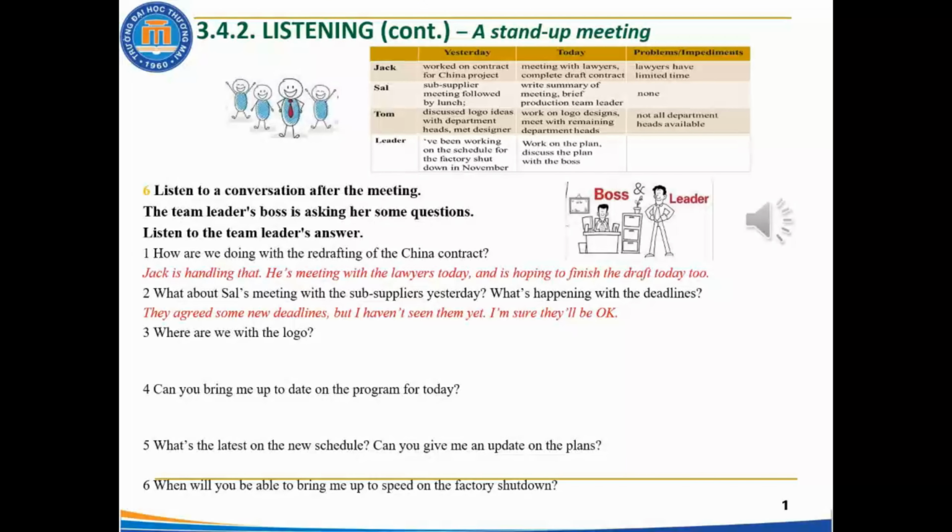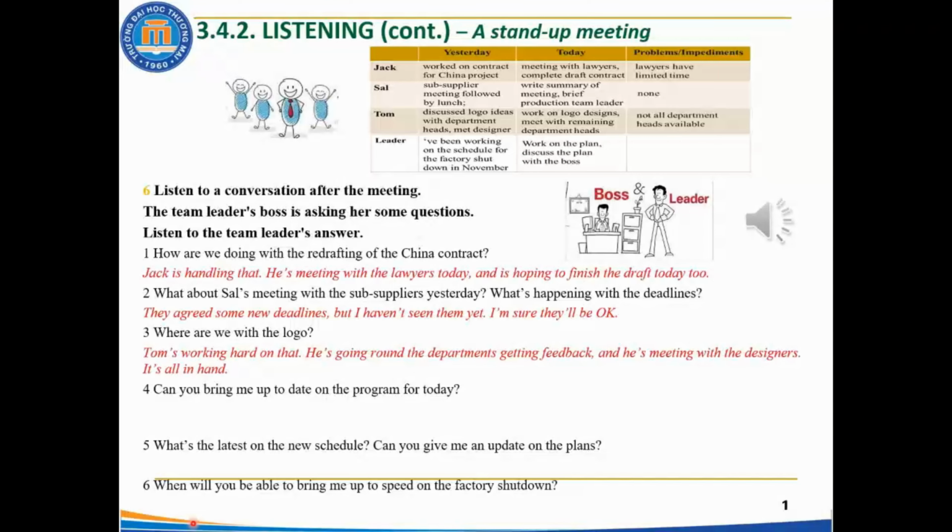And for number 3, so who is working with the logo? See the note here? Tom is working with the logo, right? So the answer is Tom working hard on that. He's going around the departments getting feedback and he's meeting with the designers. It's all in hand, right?